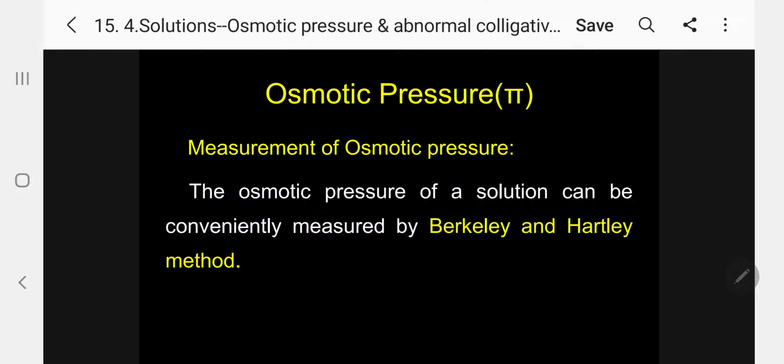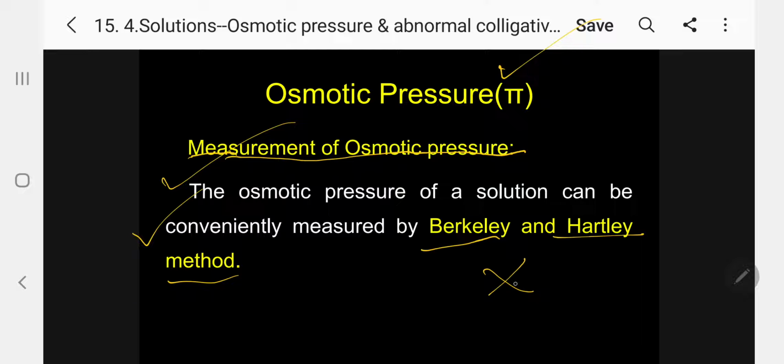Now let me come to osmotic pressure, which we have already seen is represented by pi. So we have to study how to measure osmotic pressure. The osmotic pressure of a solution can be conveniently measured by the Berkeley and Hartley method. Please follow. The method name is most important, sometimes they will ask questions. The osmotic pressure of a solution can be conveniently measured by the Berkeley and Hartley method.